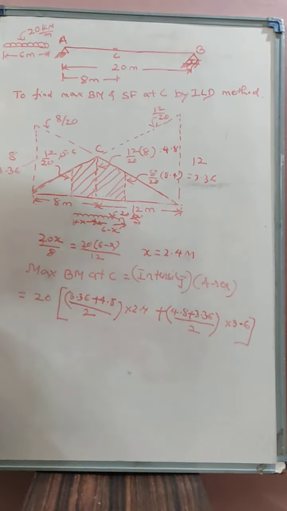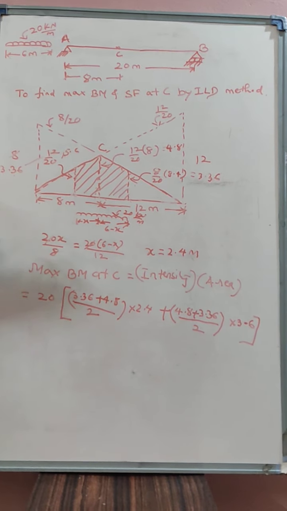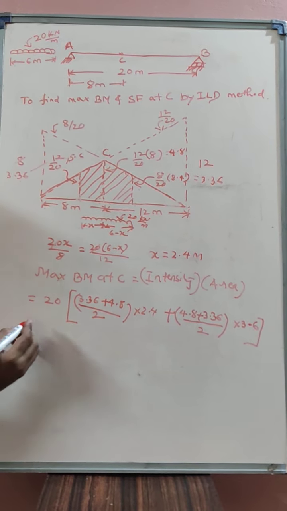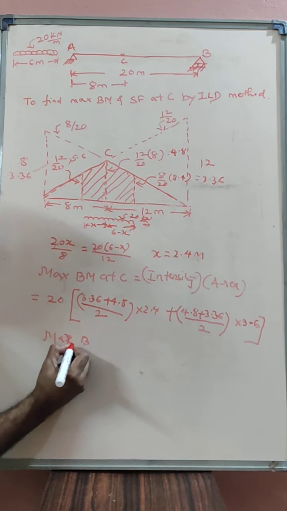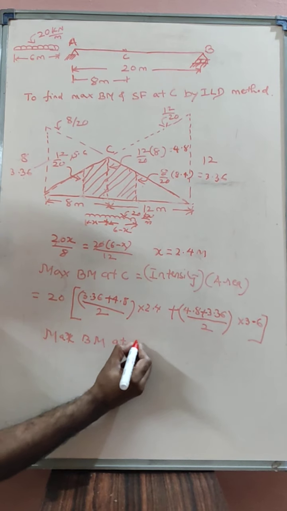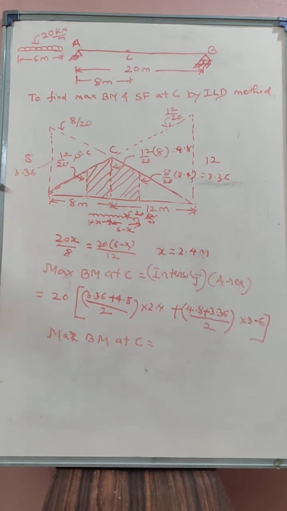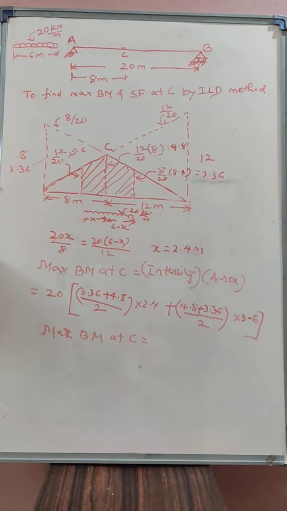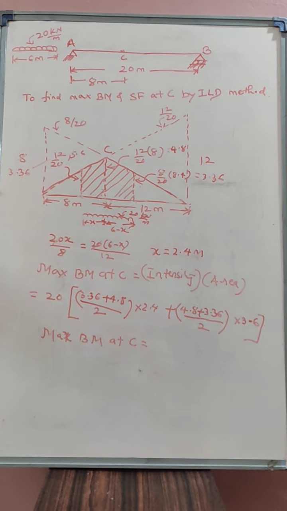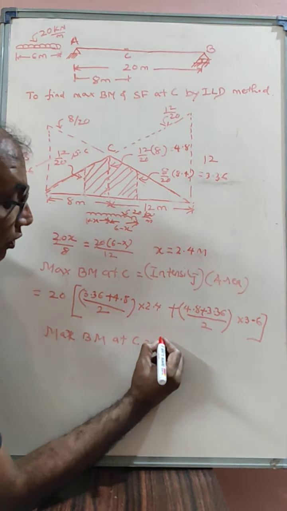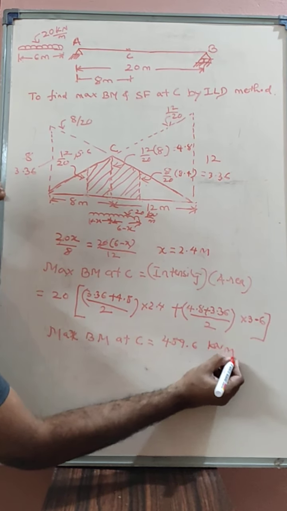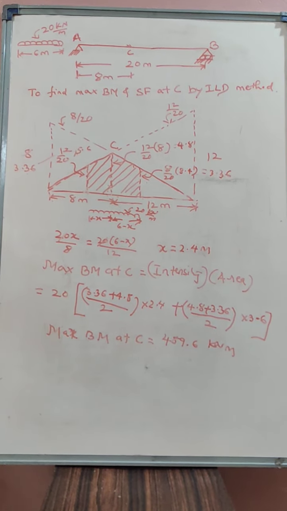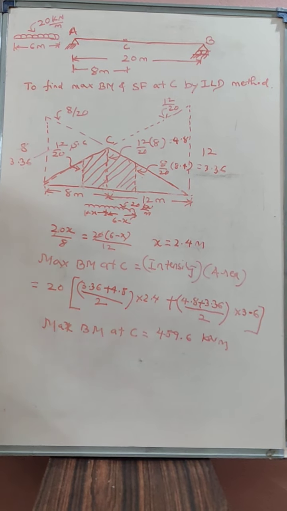So do the calculation very carefully. It's only one trial, only one short answer. You are going to get the maximum bending moment at C equal to, I have done the calculation, you can check the answer, 489.6 kilonewton meter. So this is how we find the maximum bending moment when the UDL moves.